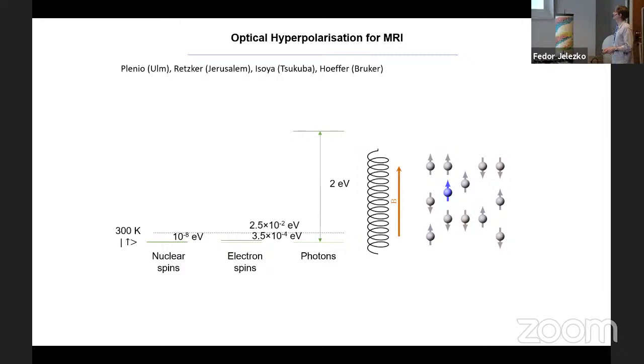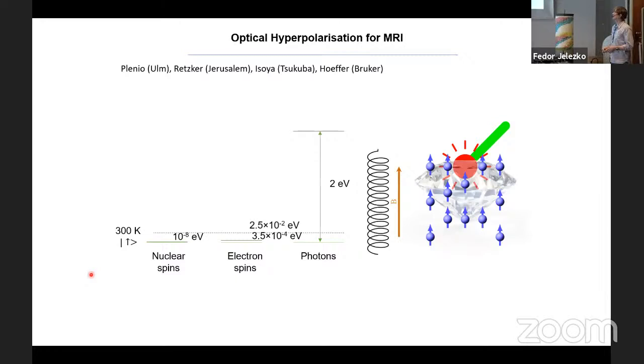And so NV center is a natural way actually to do it, because in NV centers, the optical transition is coupled to electron spin, allowed to polarize electron spins even at 300 Kelvin. And then you can think about transferring polarization to nuclear spins. So that's basically the avenue that potentially is possible.